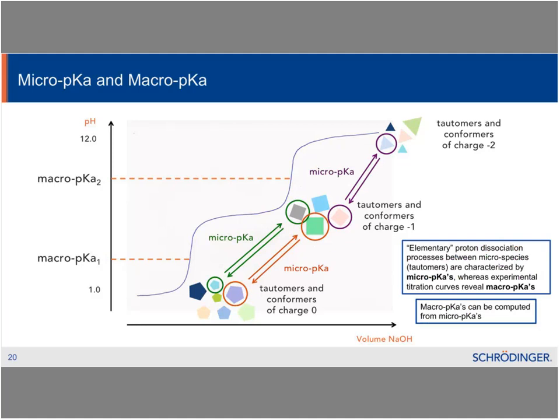So that's good, but in the experiment we see macro pKas. So can we do something to compute macro pKas that are available from the experiment from micro pKas that are available from the calculations? Yes, we can. So we normally compute micro pKas in quantum chemical calculations, such as in Jaguar pKa calculations, and then we assemble those micro pKas into the final macro pKa.